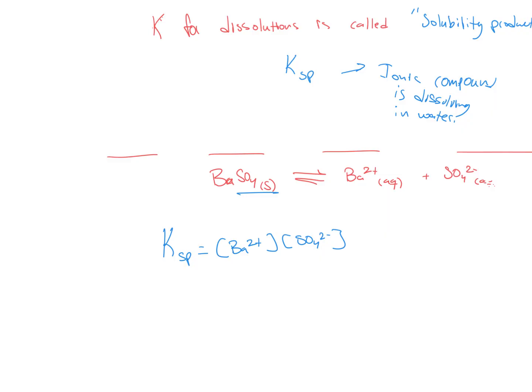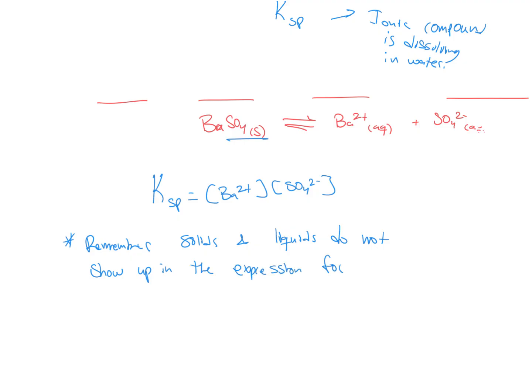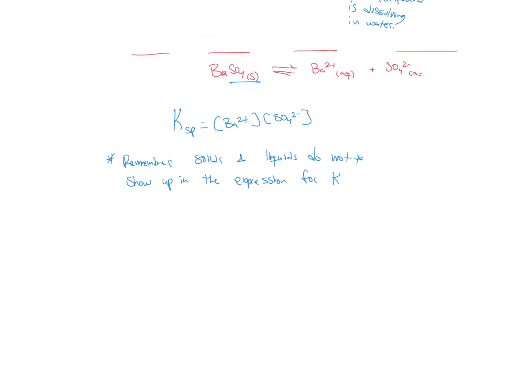You normally don't have something in your denominator because your denominator is normally a solid. Remember, solids and liquids do not show up in the expression for K. Doesn't matter if it's a KSP, a KC, KP, or in the future we'll get into KA and KB. It doesn't matter. Solids and liquids never show up in those expressions.